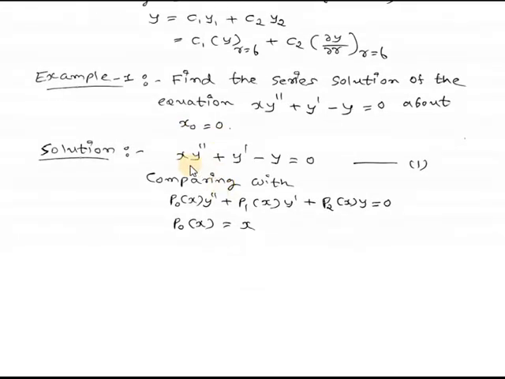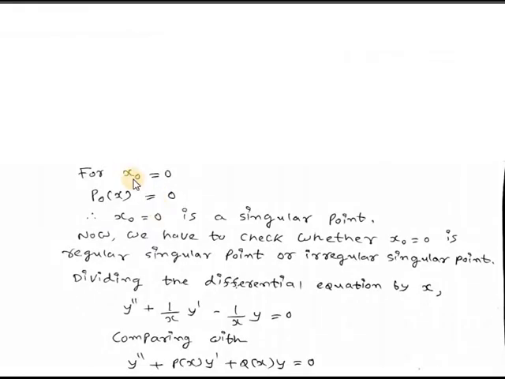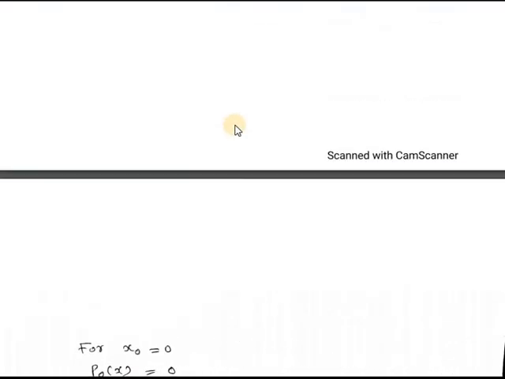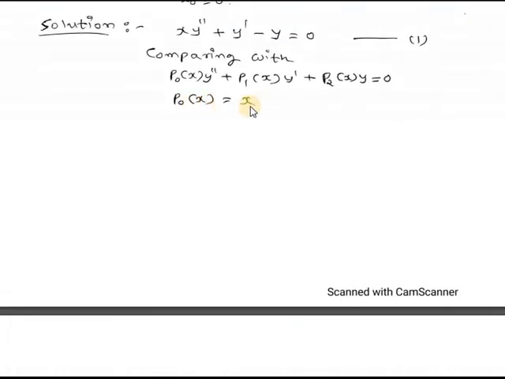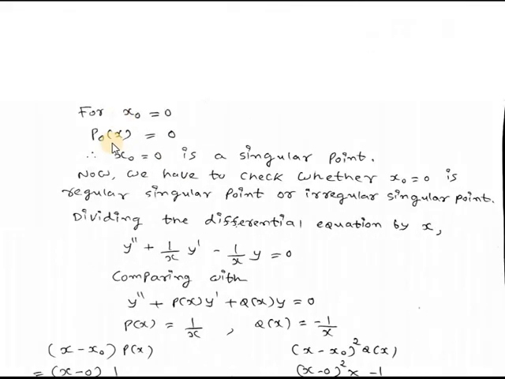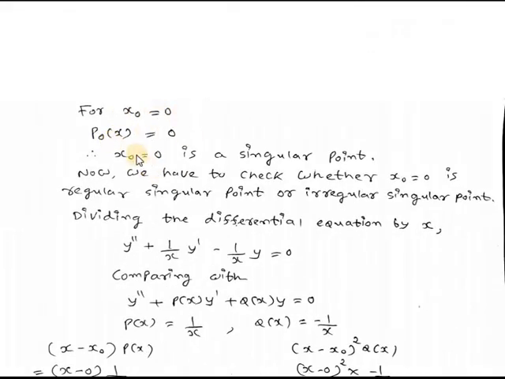So for that we will compare the given equation with p0(x) y double dash plus p1(x) y dash plus p2(x) y equal to 0. By comparing we get p0(x) is equal to x. Now we are checking for this point, therefore for x0 equal to 0 we get p0(x) equal to 0, because we put x equal to 0. Therefore x0 equal to 0 is a singular point by definition. Now we have to check whether it is a regular singular point or an irregular singular point.